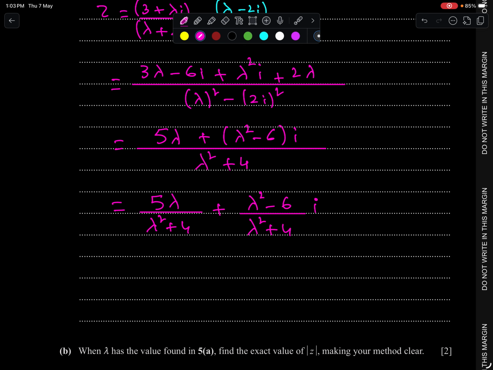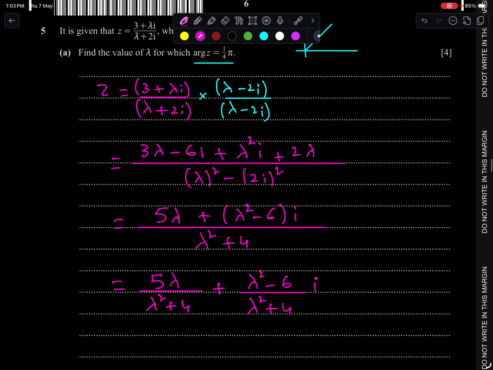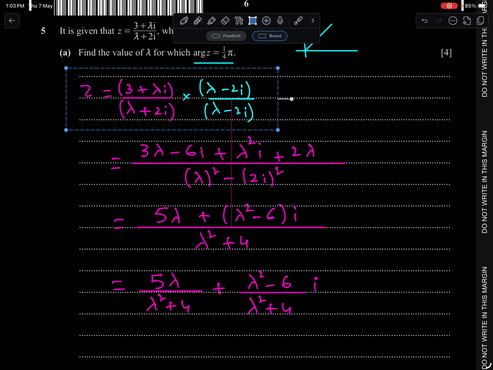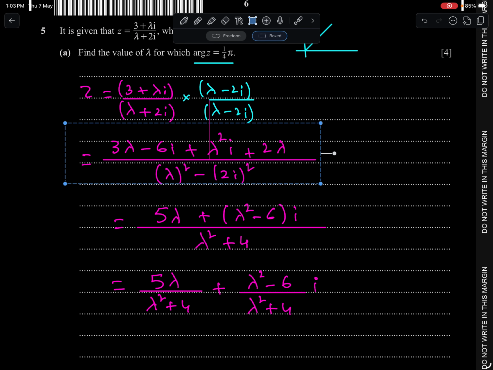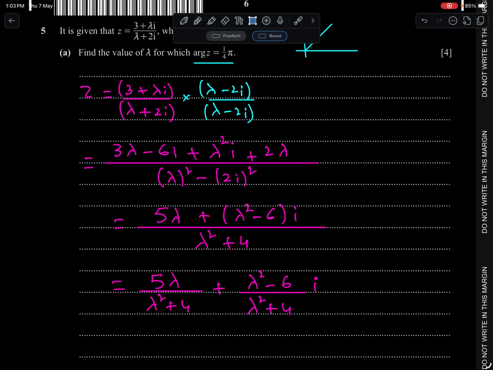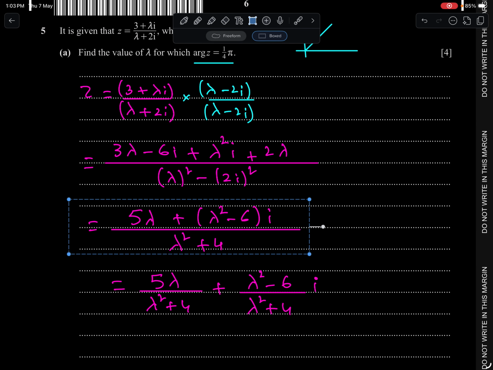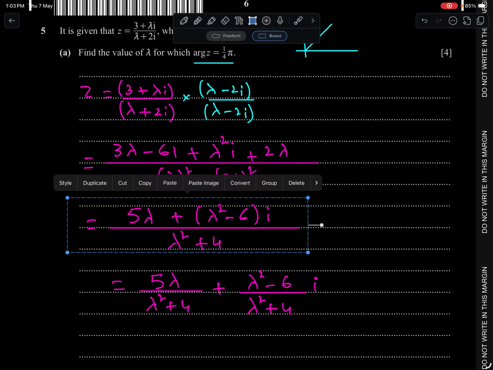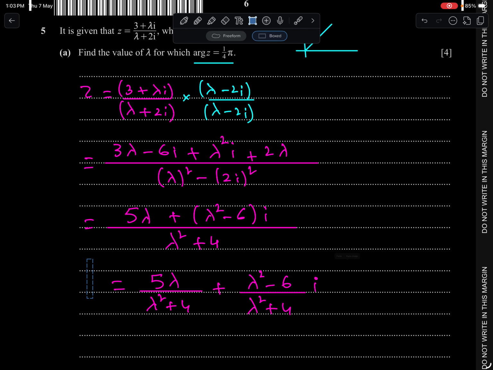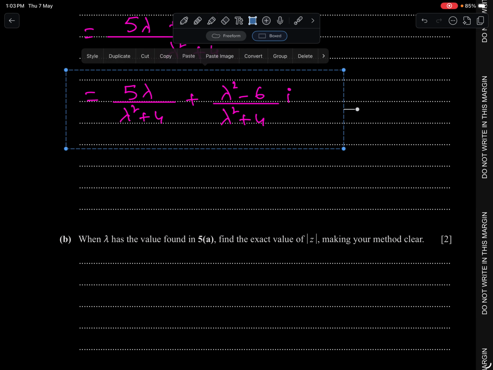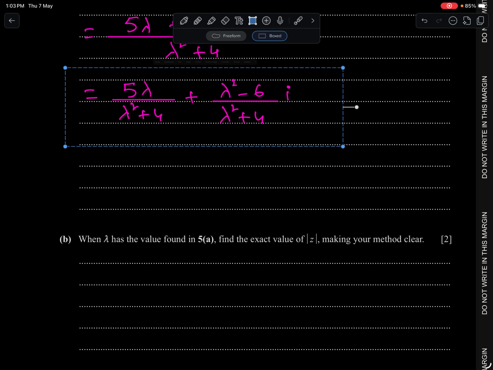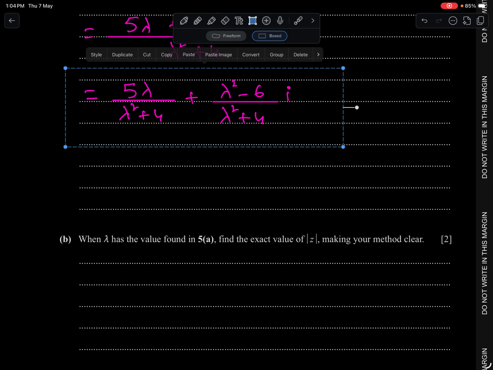Now get the argument. Let me make some space here. In this paper, the space is very little. Very less space is given. It's very hard to fix the solution in this given space.